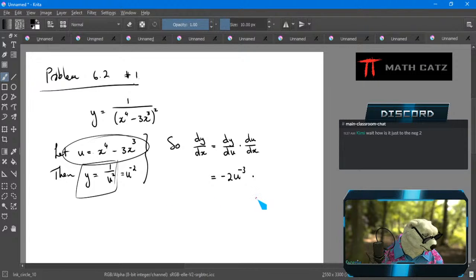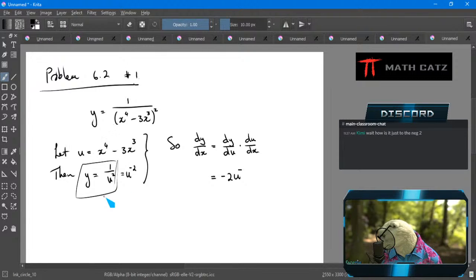Let's pause for the question. How is it just to the negative 2? How is it not? Hold on, let me backtrack and get rid of my circles here. Let's go over here. Okay, that's less clutter.